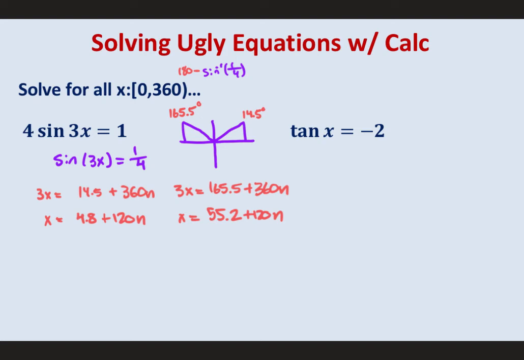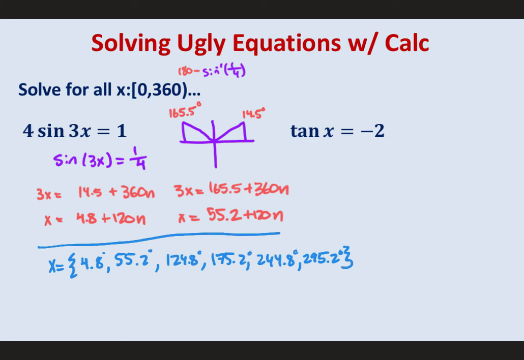So I'll go ahead and write out my final answers. So I have x equals, and then the first 2 are right there. They're easy for me: 4.8 and 55.2. And then I'm going to add 120 to both of those. So I'll get 124.8 and 175.2. And then I'll add 120 again. So I'll get 244.8 and 295.2. Now, if I added 120 again to either of those, I would go over 360. So those will be my final answers.